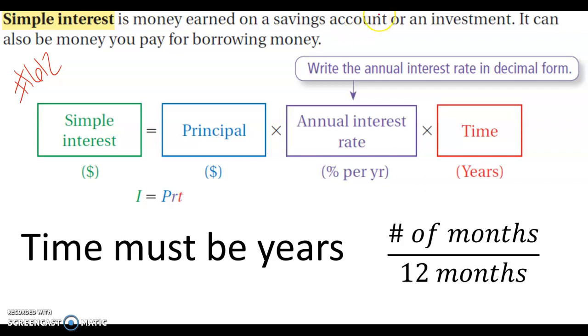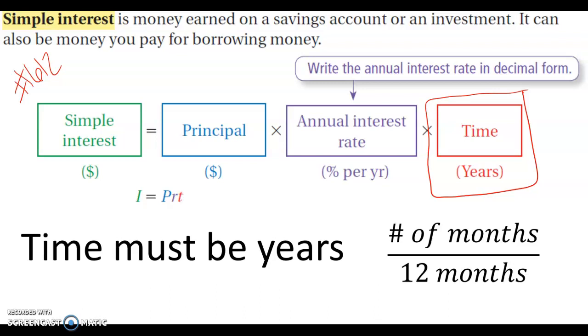So we already know simple interest, I equals PRT. So this right here is where we're going to be dealing with the time. So the time, you do the number of months over 12 months. So do a fraction for that one. And don't forget interest, change that to a decimal when you're doing it.